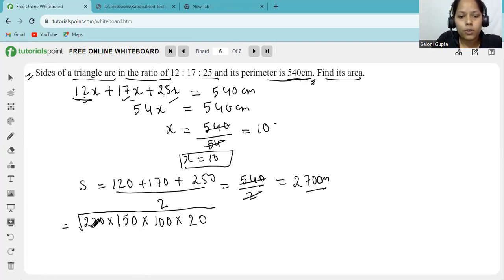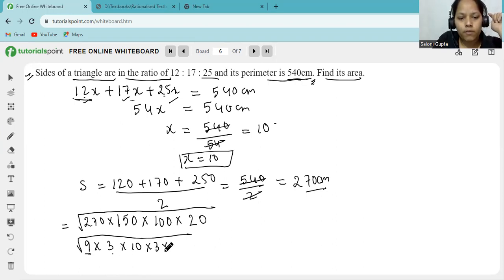Now let us multiply. This 27 is given to me, so how can I write it? I can write 9 and 3. This 9 is made up of 3 into 3, so I can take it as 3 here. Then 10 is given, so into 10: 9 3s are 27, 10s are 270.